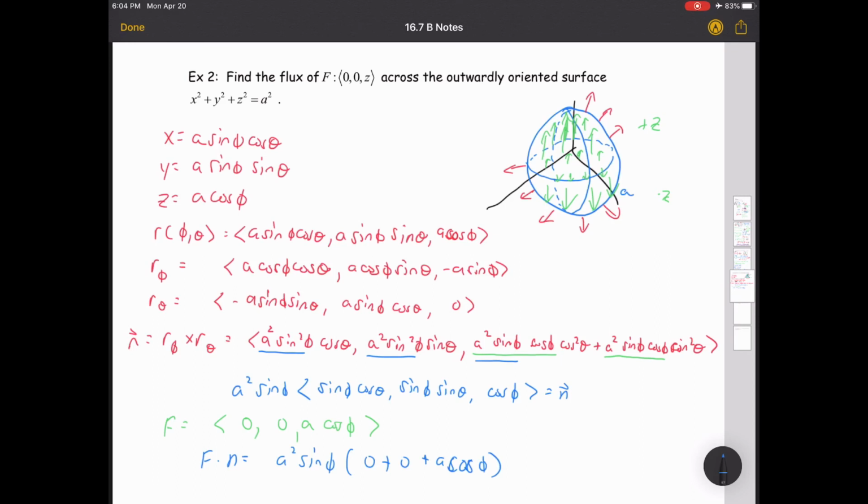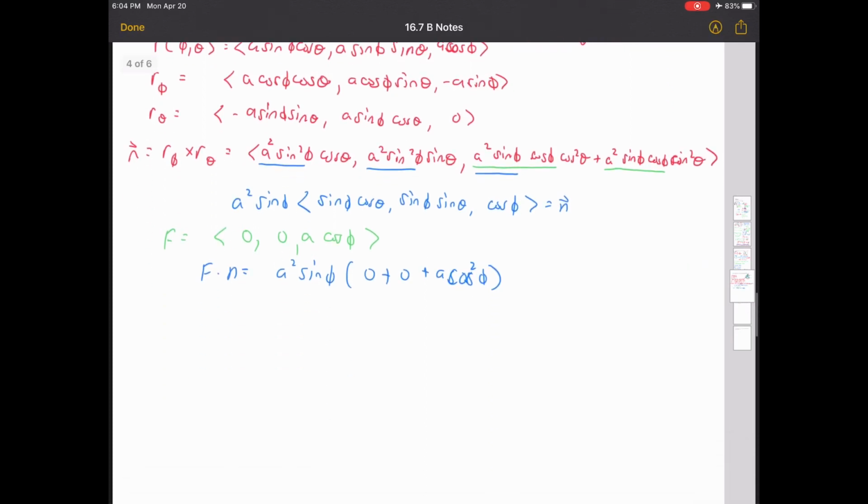Something doesn't look right there. Oh, should be cosine squared. Multiplied the cosine times the cosine. Right, there we go. All right, so let's go ahead and take a look at this. We're going to take the double integral over D of a cubed sine phi cosine squared phi dA, which is going to be, let's see, what do we have here? We've got phi and theta, because it's spherical. Remember, a was constant, so we don't have to worry about the rho part.